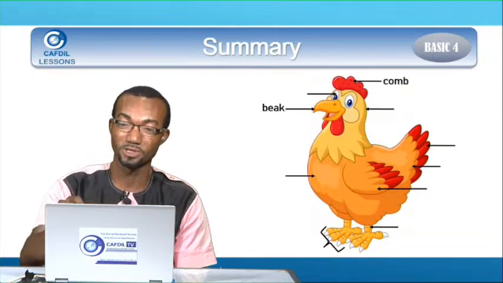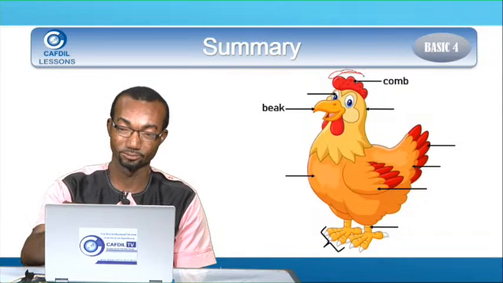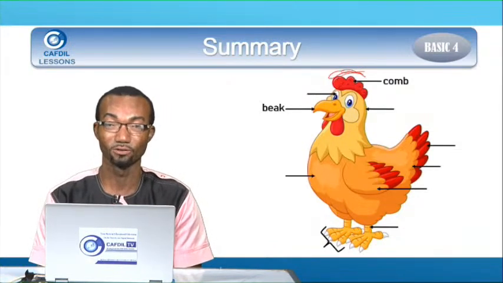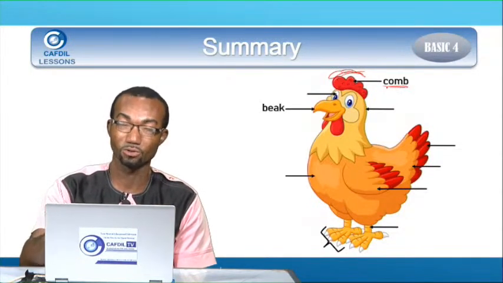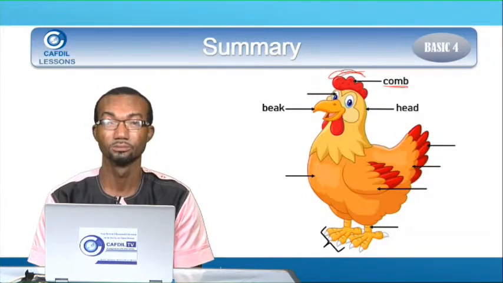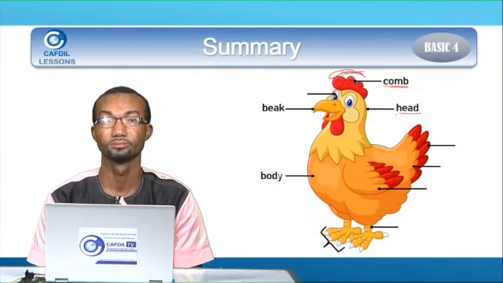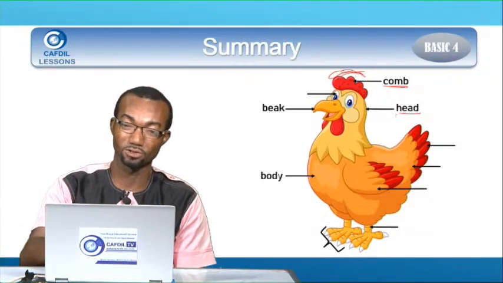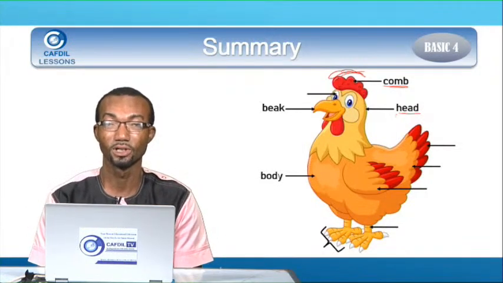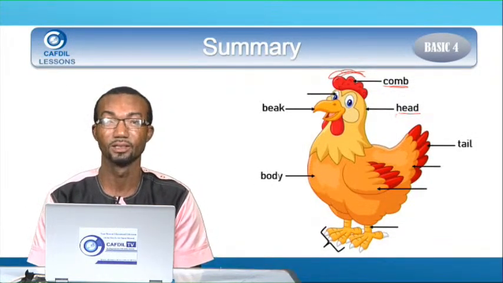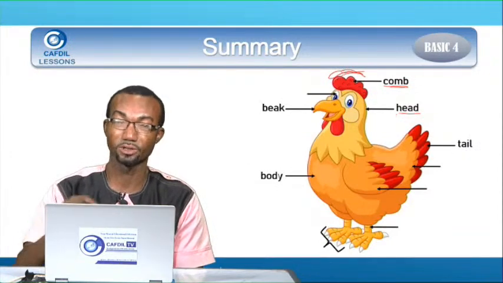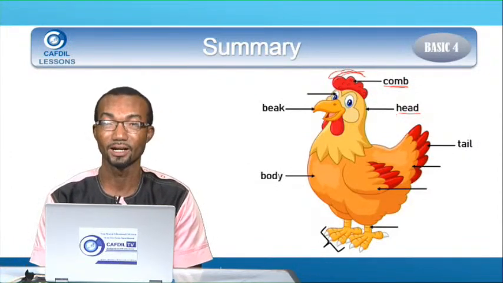What you see on top here, you normally find on the heads of cocks or hens, and it is called the comb. The bird also has a head, and this part is showing the body of the bird. The bird also has a tail, as we talked about, that helps them in the direction they fly and also helps them in landing.